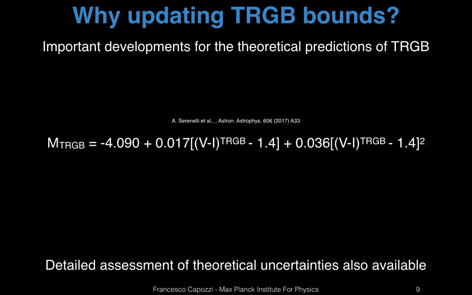And moreover, in this paper, they also give a very thorough assessment of the theoretical uncertainties connected to all the inputs you have in the theoretical models for star evolution. And so the uncertainties are a very important input to calculate, in the end, the bounds.